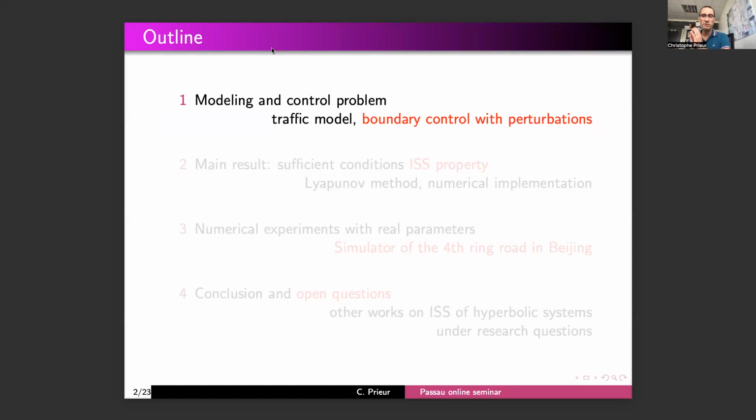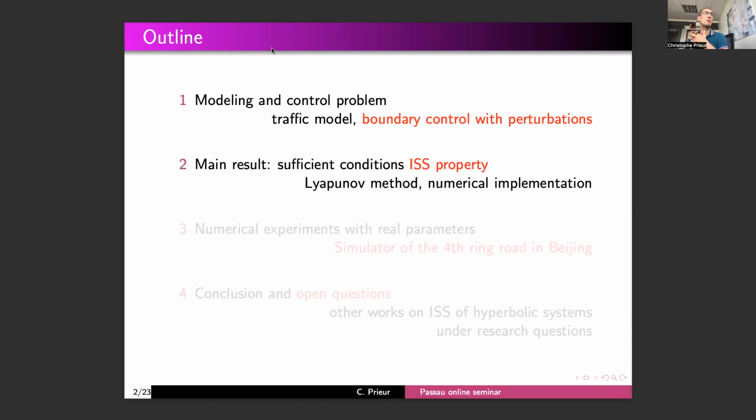So this is the outline. First I will start from very basic concepts on traffic control, and I will start with some discussion on modeling. And we will see that the key point and the most difficult part as a control designer is the design of a boundary control. And we will see that we have some perturbations. This is not only due to the fact that we have a model that is quite difficult to tackle, but also the fact that there are by itself some perturbations applied in the dynamics. So input to state stability is very natural in our context.